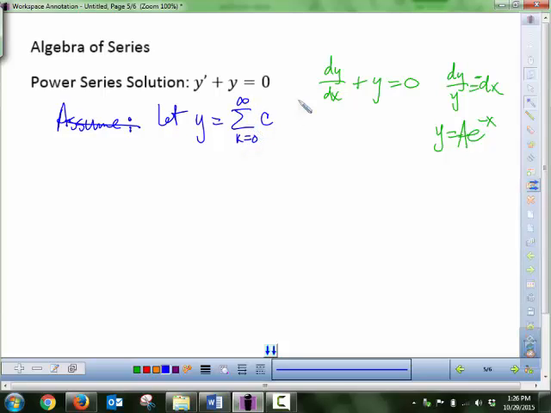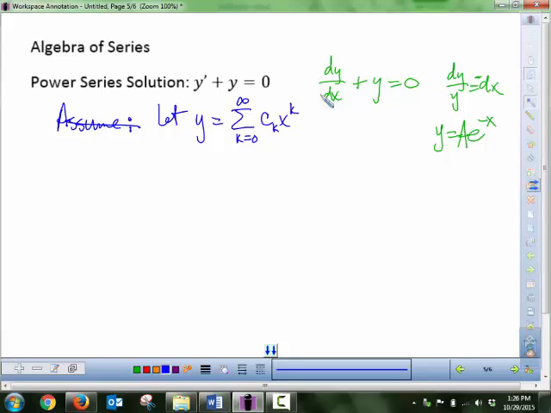And the power series has general form. If you looked at the first page of the notes, a power series is the sum of c sub k, x to the k power. And we're assuming that this is a power series centered around the origin. We're going to make that assumption mostly just to make our calculations easy.